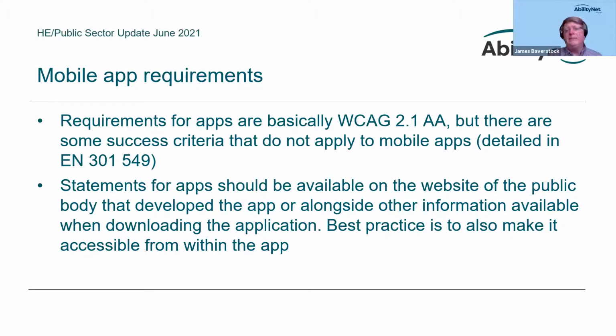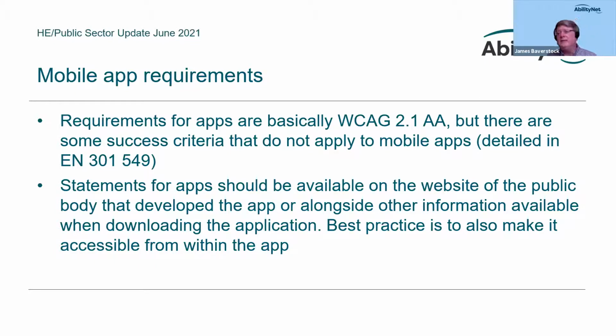And the requirements for apps, they're basically the Web Content Accessibility Guidelines, version 2.1, levels A and AA. But there are some success criteria that don't apply to mobile apps. And these are listed in EN 301549, which has a section 11 on non-web software. I think these are also included on the gov.uk site around the regulations. So there's just certain parts of WCAG that don't apply. This is quite commonsensical, so it tends to be parts that really only relate to web pages and are only really sensible to test for web pages, such as consistent navigation and consistent identification between pages, the requirement that web pages be titled, and so on.